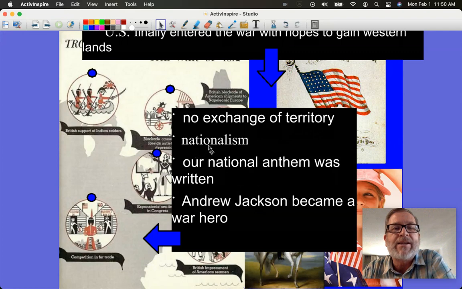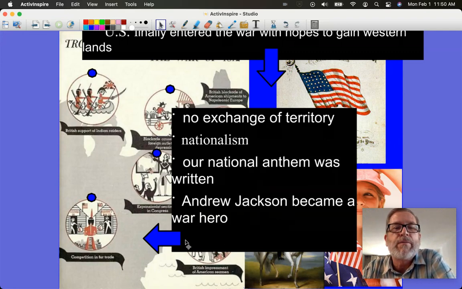We do gain a sense of nationalism. And this is that term from assignment 30 that I really want you to focus on. This sense of pride, of being American. We also write a national anthem. The rockets' red glare, the bombs bursting in air, that anthem, right?